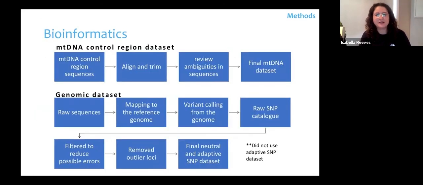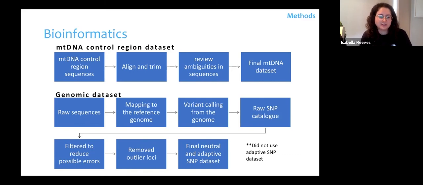Now, moving into the bioinformatics, again, I'm just going to go through this super briefly. Please feel free to ask questions at the end or email me at a later date, but just so you have an idea of the kind of process we have to go through. For the mitochondrial control data set, it's a lot simpler, if I'm honest, but we have our raw sequences from the sequencing machine, essentially. We align, we trim them, we review any ambiguities, and with a bit of magic, we end up with our final mitochondrial data set.